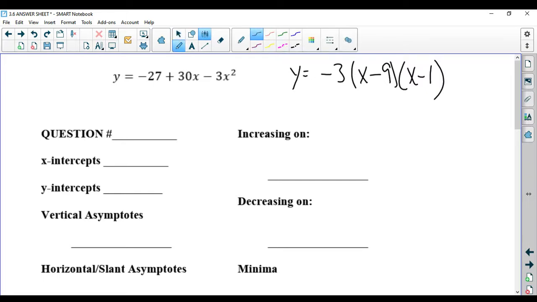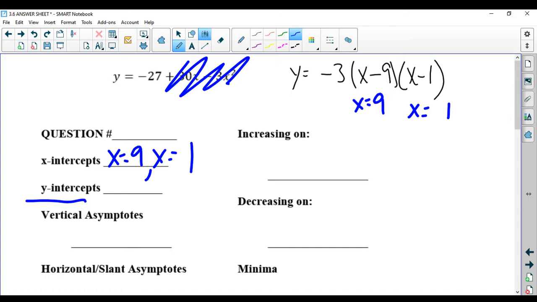And we figured out that the x-intercepts were x equals 9 and x equals 1. We plugged in 0 for x for the y-intercept. So both of those equal 0. We found out the y-intercept was negative 27.